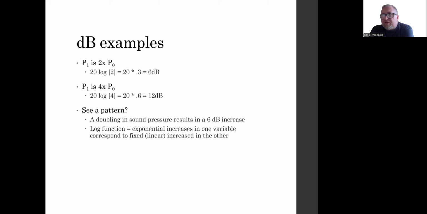And the logarithm of that is 0.6 multiplied by 20 gives us now 12 dB. So there's a pattern, right? Once we started at 0, if we double the pressure level of our stimulus, it jumps up to 6 dB. When we double it again, it will jump up now to 12 dB. And if we doubled it again, so that now we have 8x, P1 is 8x times P0, right? And our ratio is 8. We're going to jump up to 18 dB. So every doubling of the sound pressure level results in a fixed 6 decibel increase.